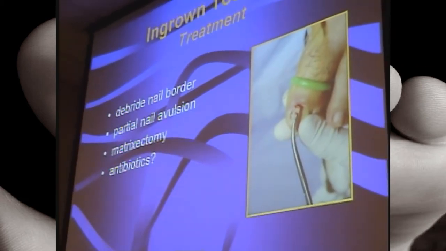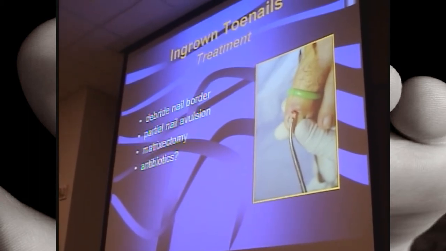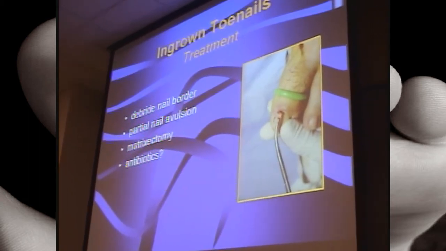In order to treat this, you need to remove the ingrown border. You can give them antibiotics forever, but as long as you have the ingrown border, it's not going to resolve. It's like a piece of glass. You step on a piece of glass, and until you take it out, you will not get relief. The same thing here. You give antibiotics, you decrease the inflammation, the patient stops hurting. As soon as you stop the antibiotic, they're going to come back again. So you need to take out the corner.